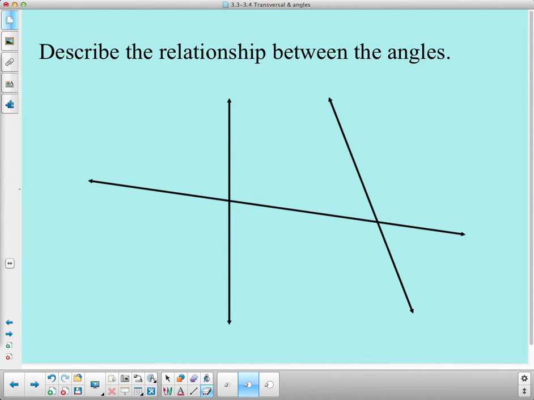Okay. All right, same picture here. Let's put the 1 here and the 2 here.